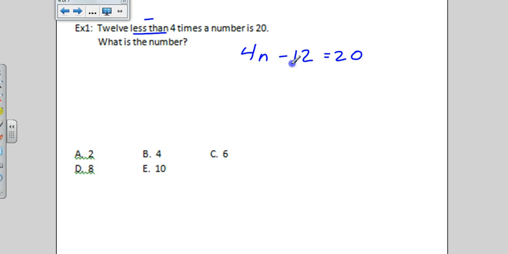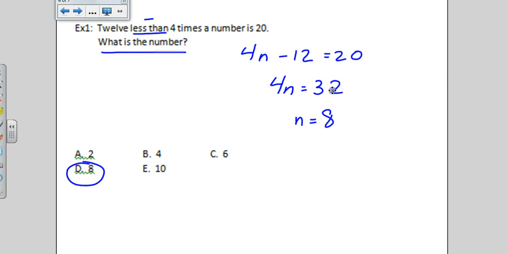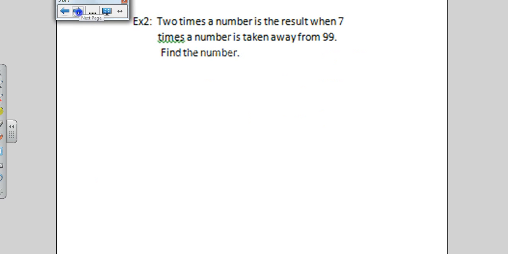We're going to go ahead and solve this. We're going to add the 12 over. 4n equals 32. And then n equals 8. Now I'm always worried that I didn't actually answer the question. They did want to know the number, but it would not be atypical for the ACT to ask you something goofy like, what is 3 times the number? So they don't even ask you for the number, they ask you to do one extra thing. That's very typical.